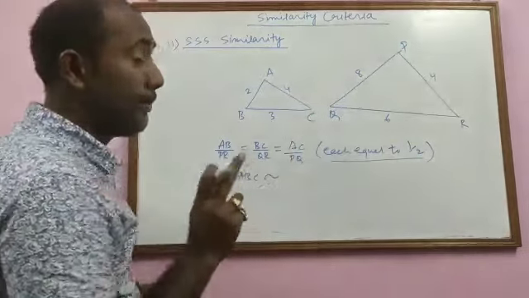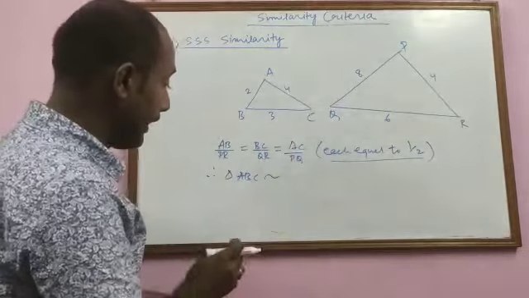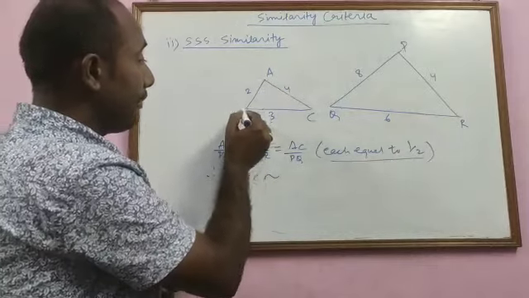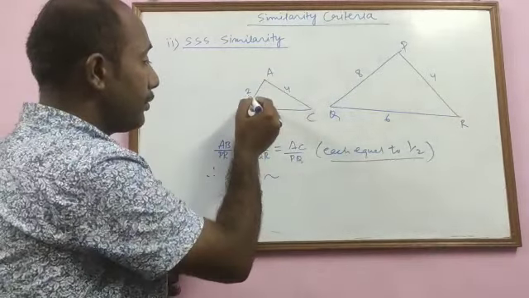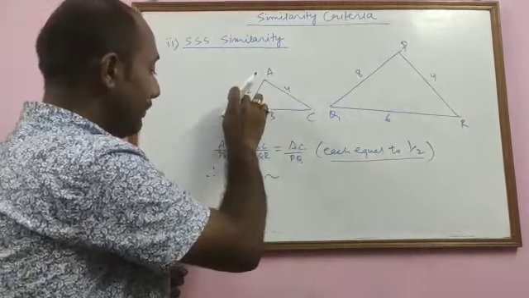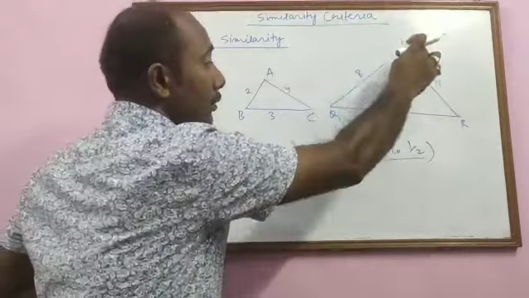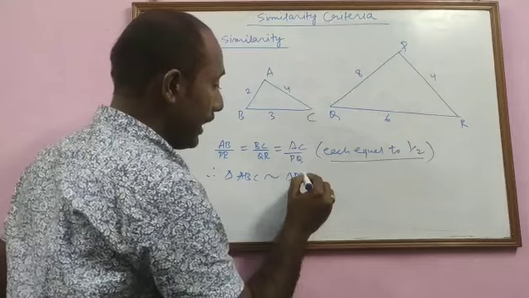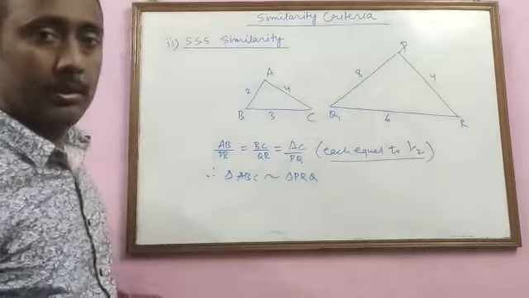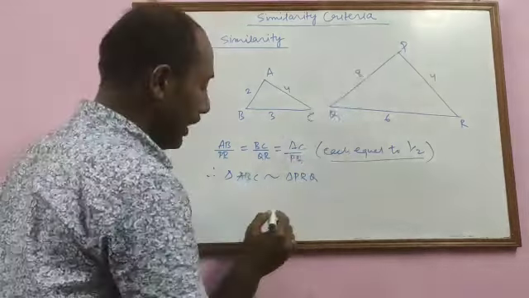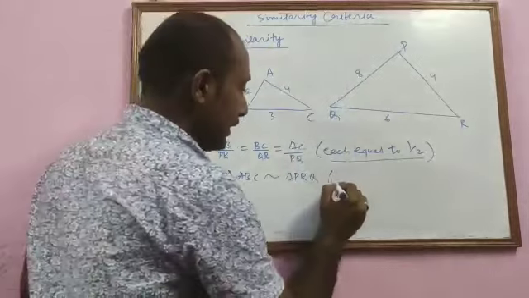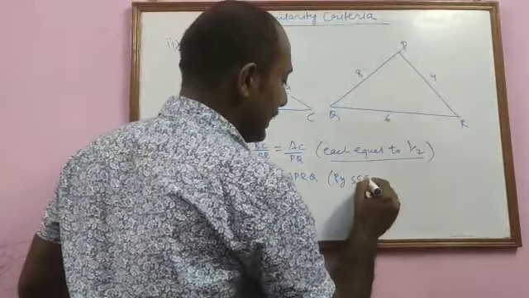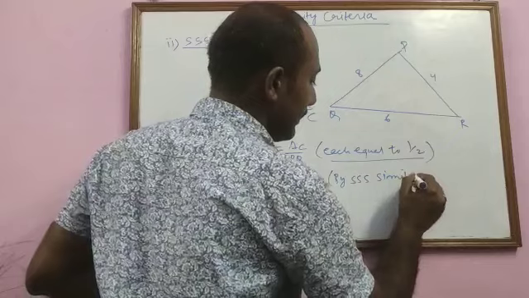Now, we have to be careful when we are writing the name. If you go through ABC, here we are moving from 2 to 3 and side AB is matching with PR. So we have to name the other triangle as triangle PRQ. If you write PQR, that will go wrong. This is by SSS similarity.